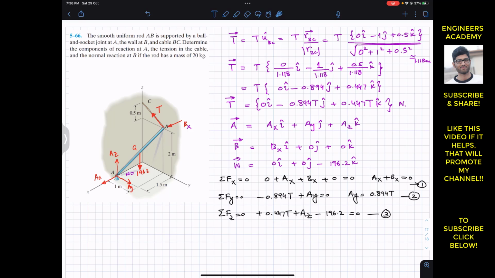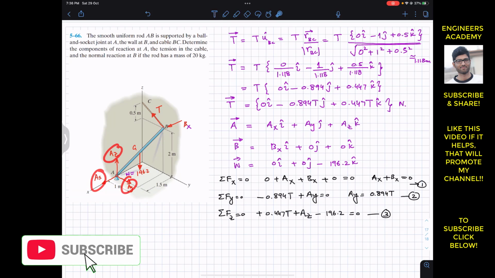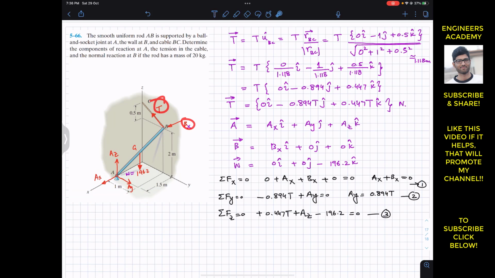Now in this equation 3 we have two unknowns. So we need to have some other equations, right? We have 3 equations and 5 unknowns. So to find these 5 unknowns, we need to have 5 equations. So we need to find out some more equations.